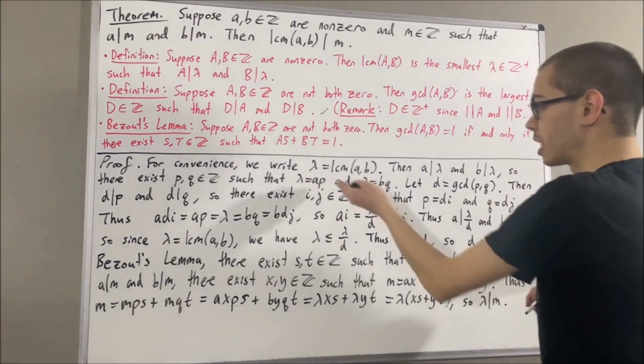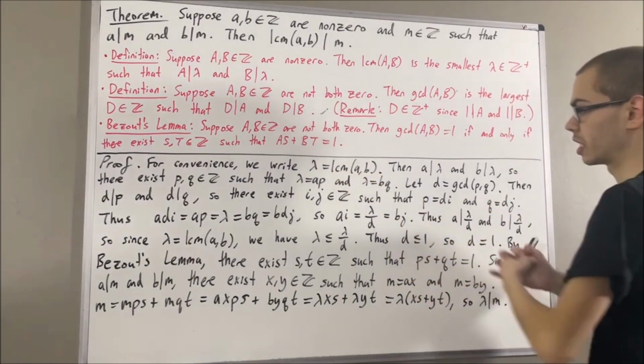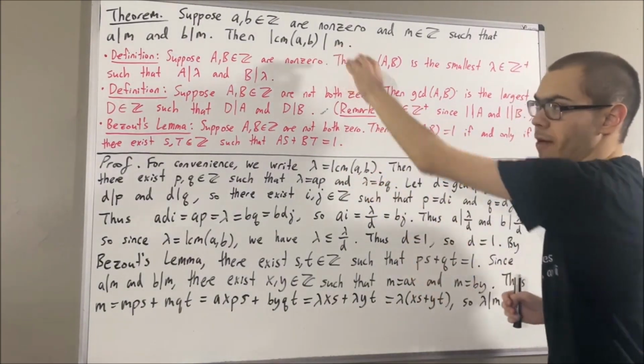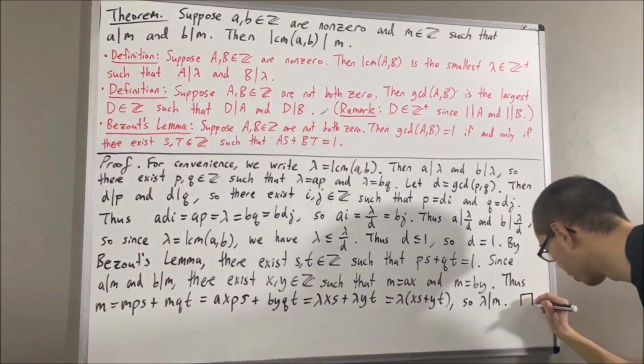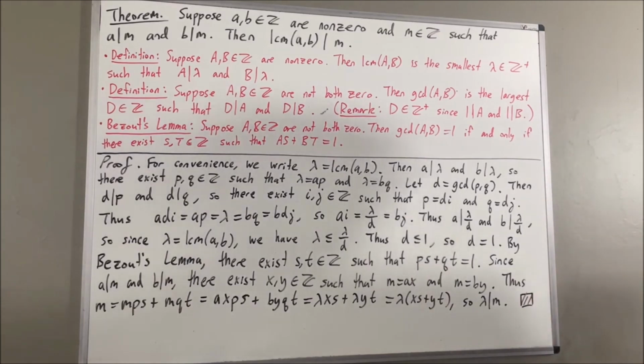And lambda is the least common multiple of a and b, so this shows that the least common multiple of a and b divides m, which is exactly what we wanted to prove. And so this completes the proof. And so yeah, that's pretty much it for this video.